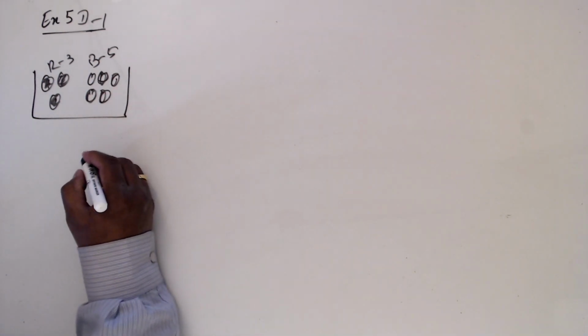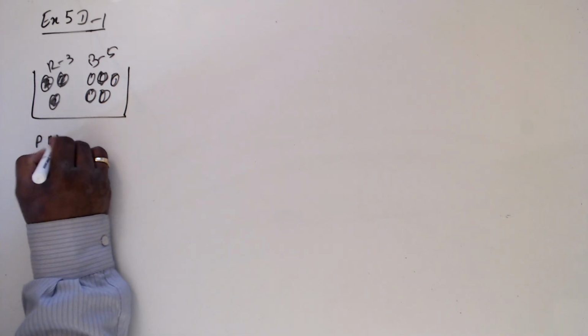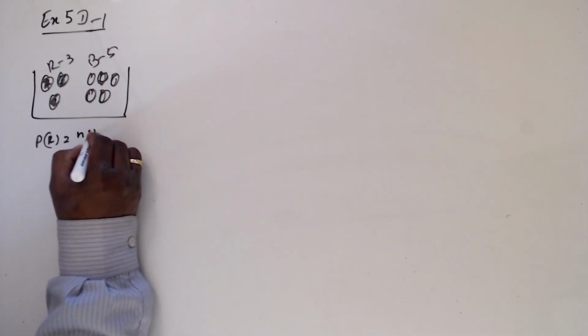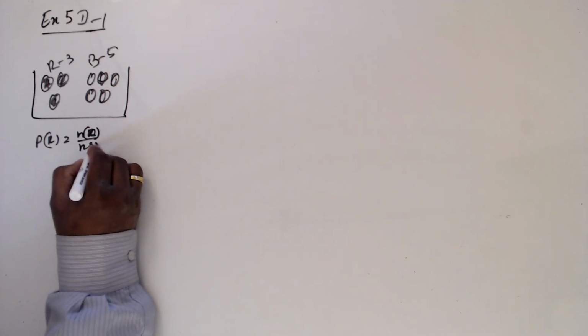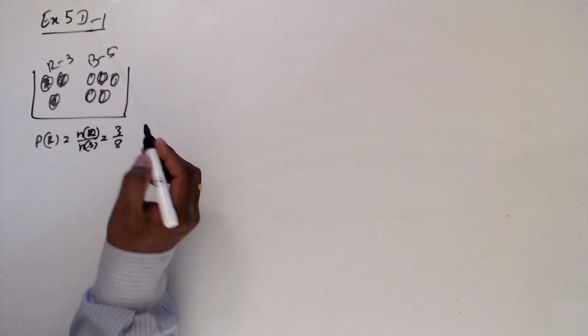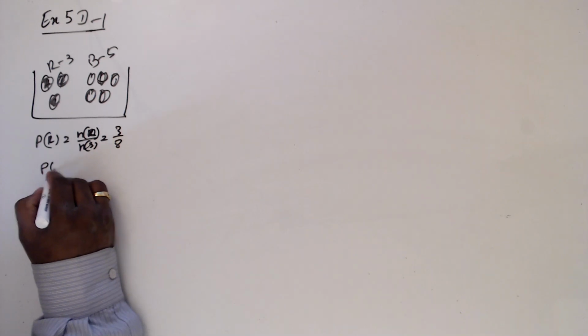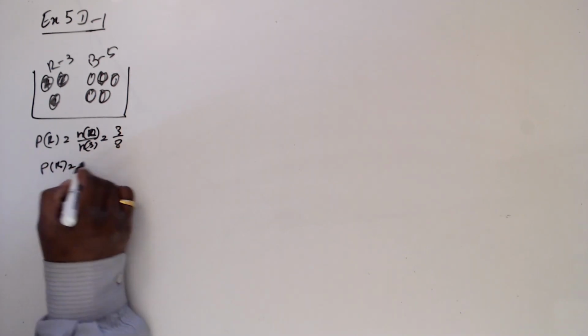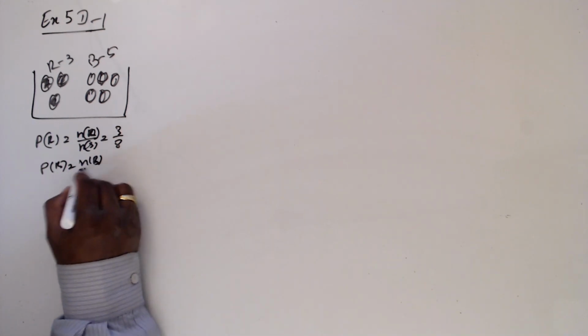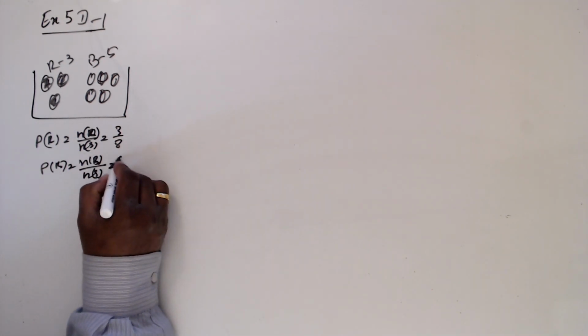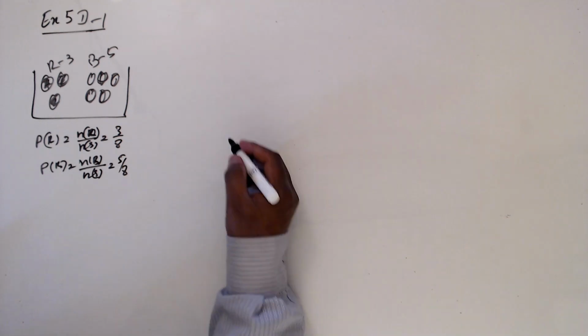So the probability of red is number of red over total number, that is 3 over 8. Probability of B is number of B over total number, that is 5 over 8.